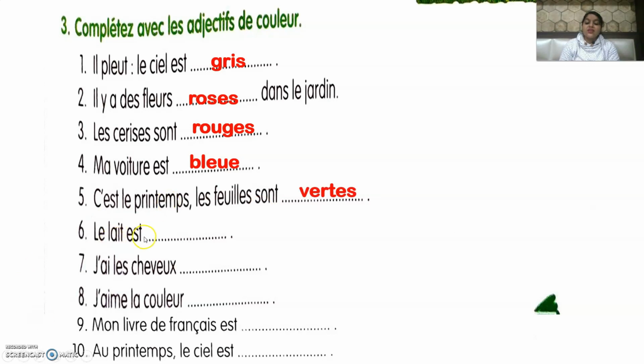Sixth one is written le lait est dash. What's le lait? Le lait is milk. So I have written le lait est blanc. That means the milk is white.